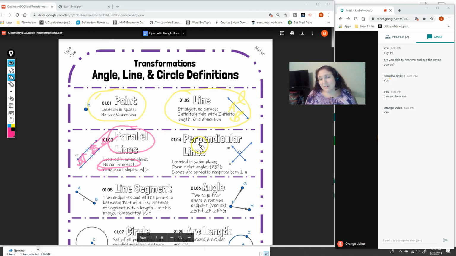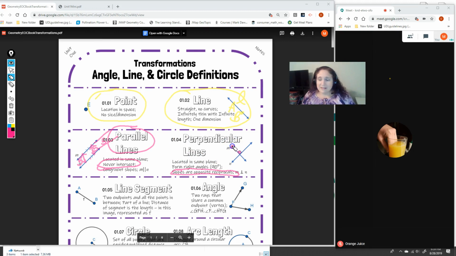Perpendicular lines are different. Their slopes are opposite reciprocals. Again, that's going to come more into play when we go into Unit 5, which is like next March-ish. Perpendicular lines have right angles. Also with that, you're going to come into it with trigonometry. The main thing to think about perpendicular lines is the distance from the point down. That is your shortest distance.